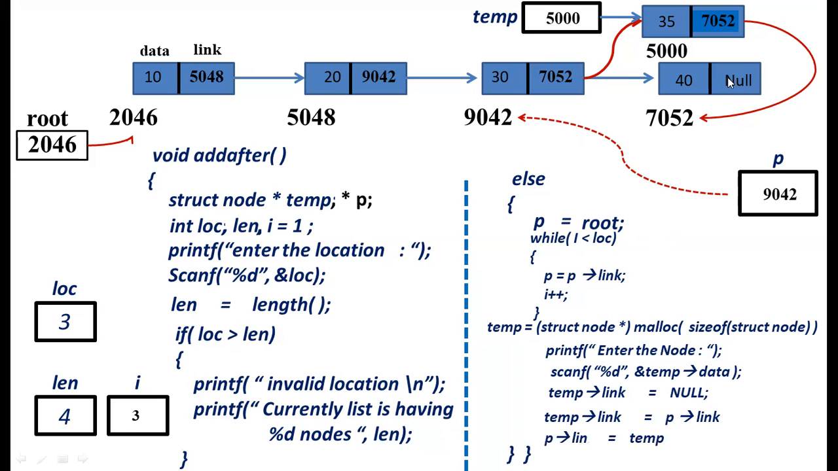Then we need to place this value here. So what is this? Temp value. So the temp value we are placing into P2 link. So 7052 is P value and the link that we have to place is into temp. So the temp value here has to be placed in the P2 link value. So this is how we can insert a node at a specific location.